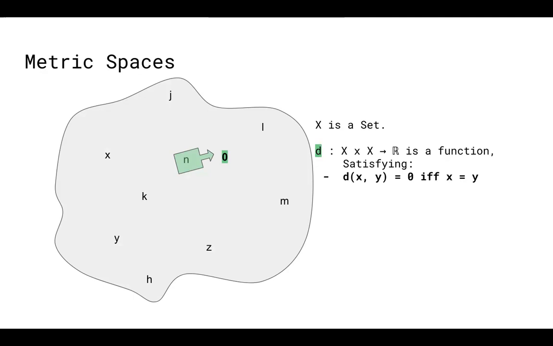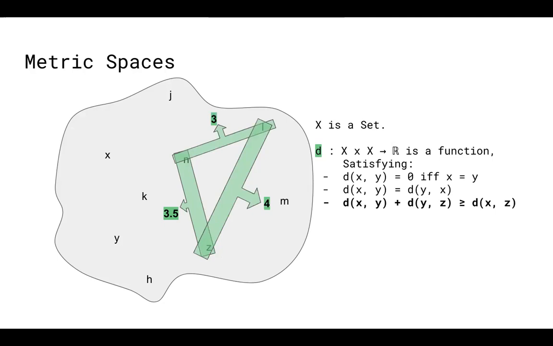So it's an if and only if. Second, the distance from me to Jacob is the same as the distance from Jacob to me. So we have a symmetric property. And third, we have something called the triangle inequality, which says that the distance from me to Jacob plus the distance from Jacob to Katie is greater than or equal to the distance from me to Katie.